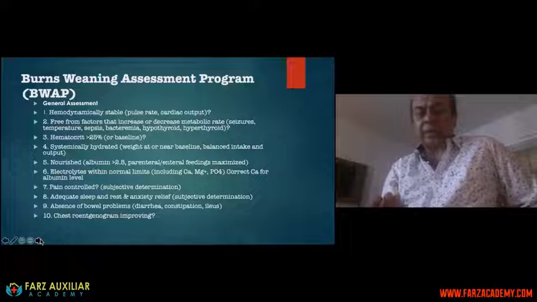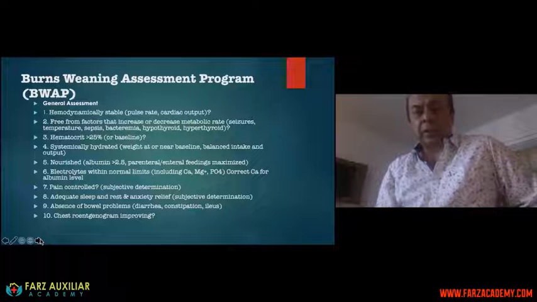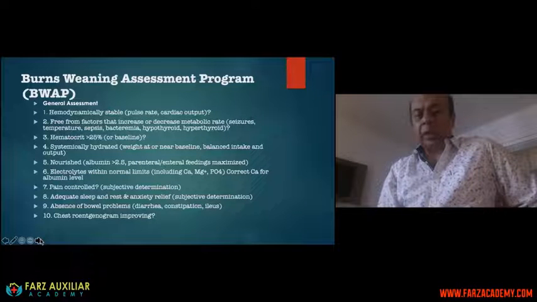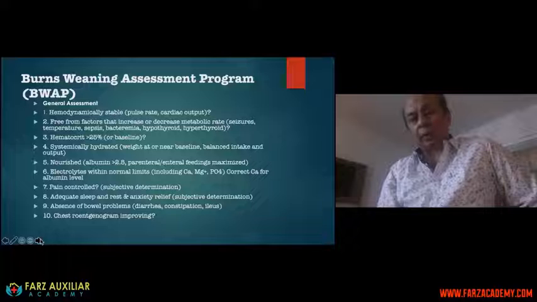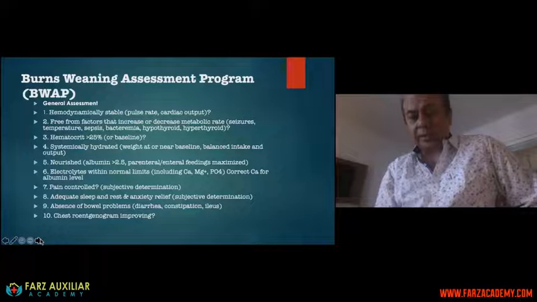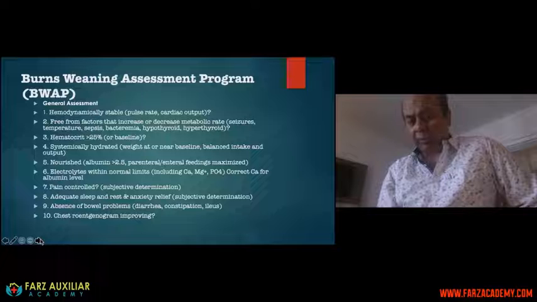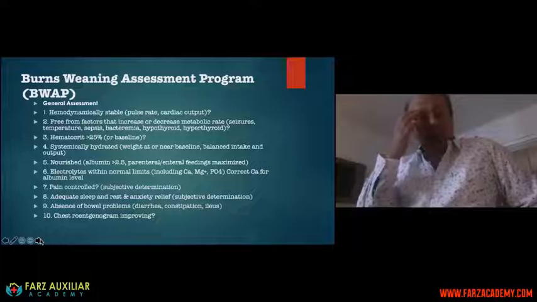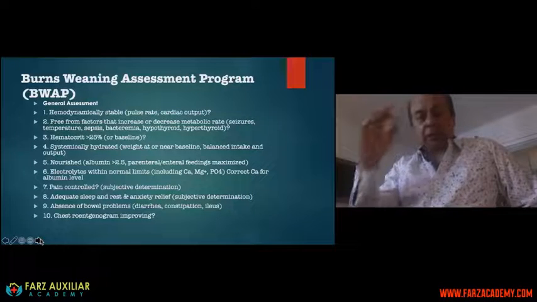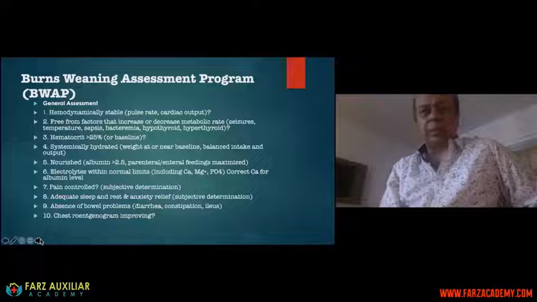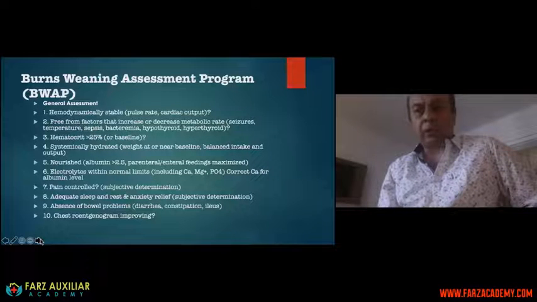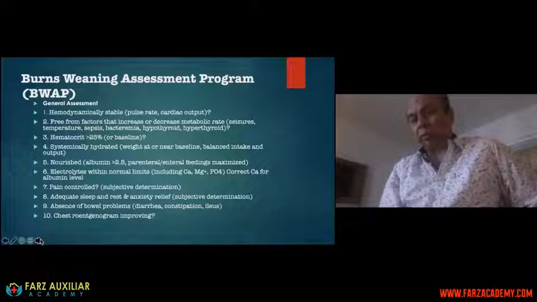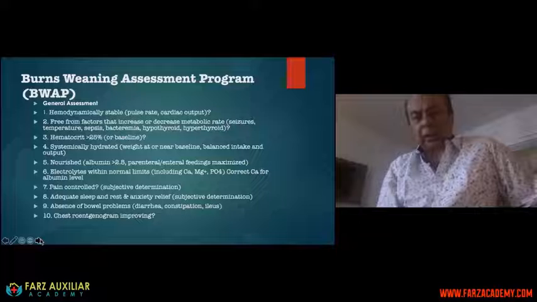So it has a general assessment and also a respiratory assessment. The first is hemodynamic stability: pulse rate, cardiac output, etc., if you're measuring it. Number 2 is freedom from factors that increase or decrease metabolic rate. The patient should not have ongoing seizures, very high temperature, uncontrolled sepsis, bacteremia, hypothyroidism, hyperthyroidism, etc. All these should be excluded. Next, the hematocrit is more than 25. Again, this has been debated. We know that basically any hemoglobin more than 7 is good enough for weaning. It does not change the outcome unless the patient has an acute cardiac problem, like acute coronary syndrome.